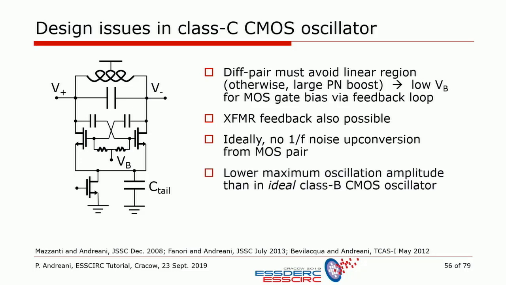Nevertheless, if you compare this with the ideal class B oscillator, but this is a big if, the ideal class B oscillator is still more power efficient than this one. But if you have a real class B oscillator, then the comparison is much less straightforward. It's definitely very attractive for bipolar oscillators, because there you definitely do not want the bipolar transistors to go into so-called saturation.